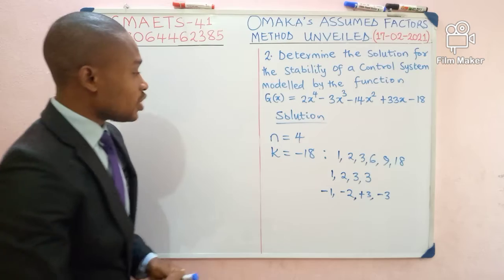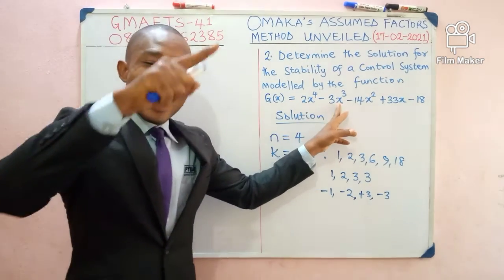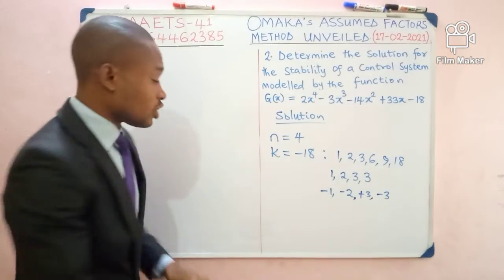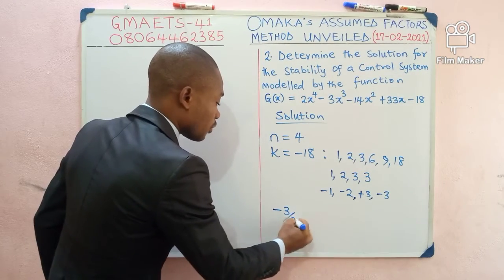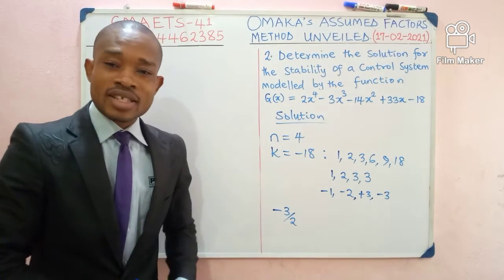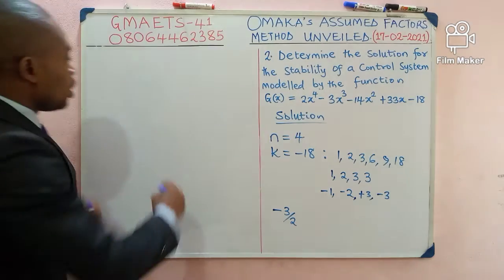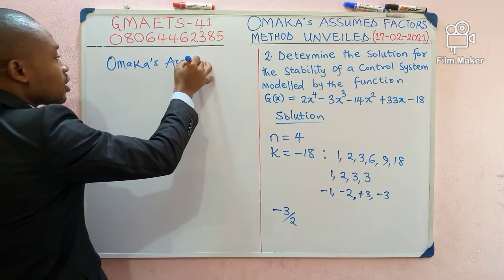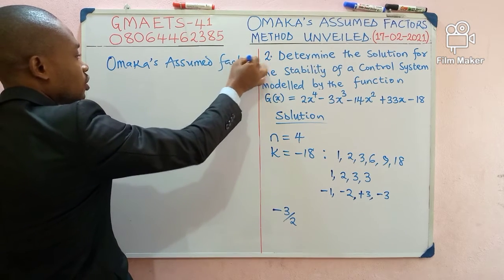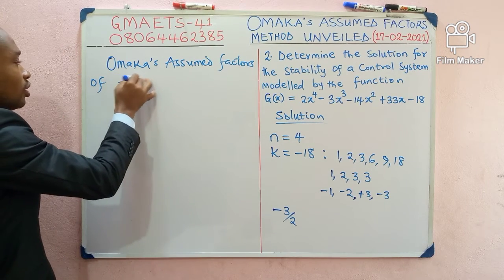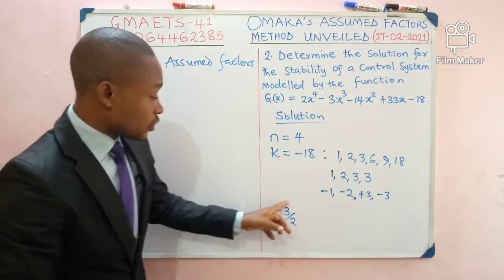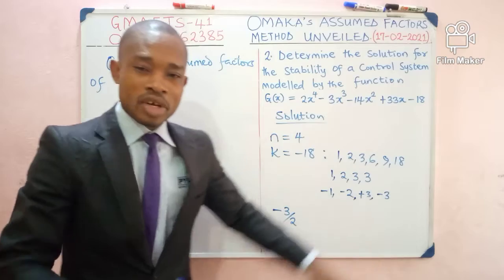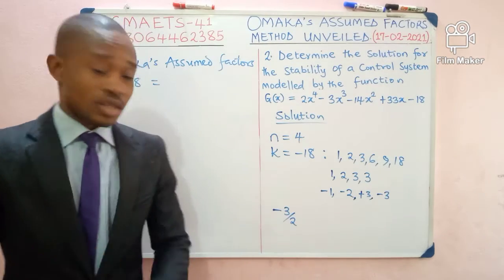The next thing we are going to do is to divide the coefficient of x raised to the power n minus 1 by the coefficient of x raised to the power n, which of course happens to be minus 3 over 2 here. So we're going to write out minus 3 over 2. This will guide us to select our OMAKA's assumed factors. So I'm going to write OMAKA's assumed factors. Remember, this minus 3 has a divisor of over 2, which means that one of these factors must be divided by 2 to obtain our OMAKA's assumed factors.